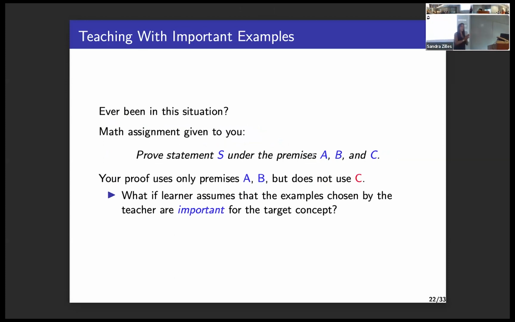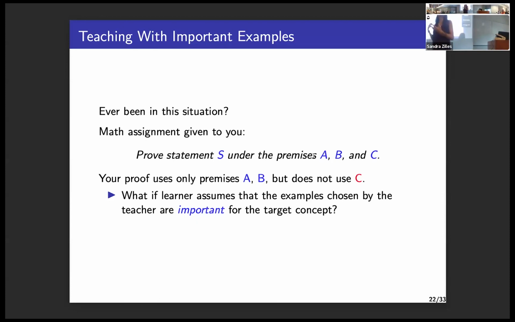Okay, so you may have been in this situation. Your professor gives you a math assignment saying, prove statement S under the premises A, B, and C. You go ahead and you prove statement S using premises A and B, but you don't use C. Well, if you're a very self-confident student, you say, well, the teacher made a mistake. If you're like me, you would have said, oh my goodness, I must have done something wrong. Why do you think that? Because you believe the teacher gives you only information that's important, okay?